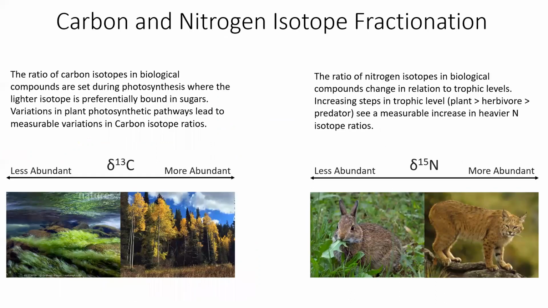Traditionally, carbon and nitrogen have been the most important isotopes in ecological studies. Carbon is fixed during photosynthesis, which favors lighter isotopes, and different types of plants have different fixation rates. For example, aquatic plants have less heavy carbon than land plants. The ratio of heavy nitrogen isotopes increases with every step up the food web. Predators have more than herbivores who have more than plants.